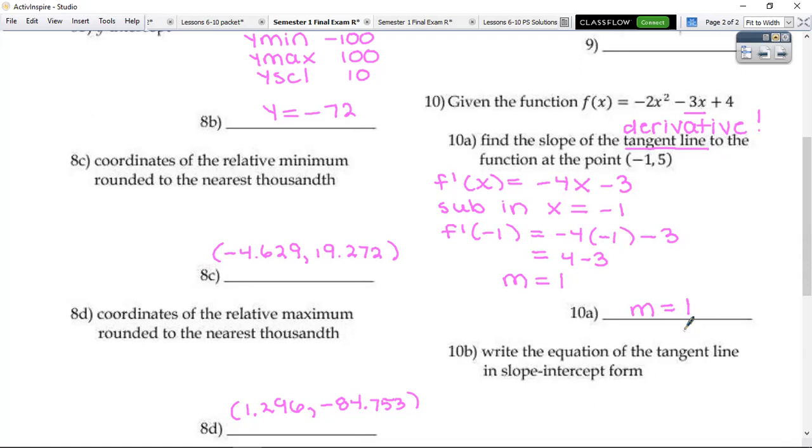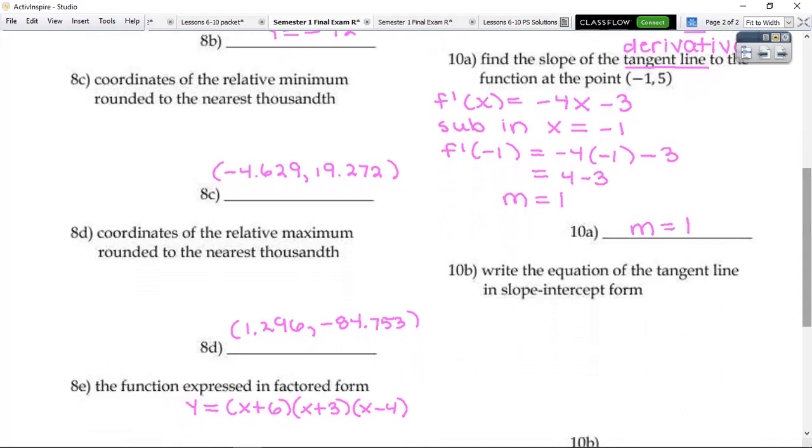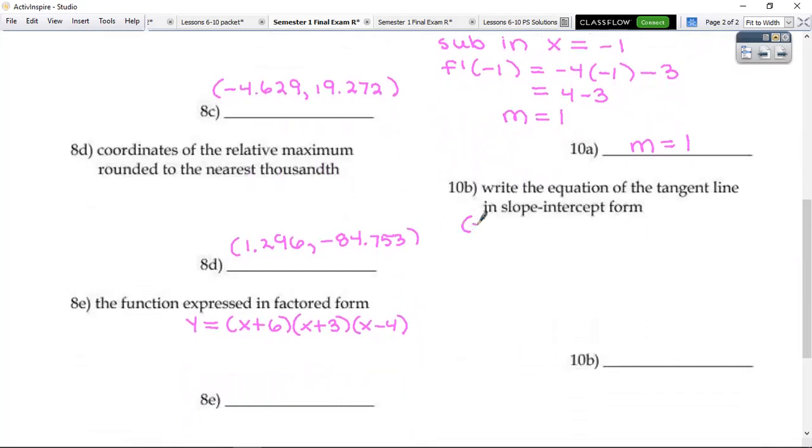And then next it tells you in part B to write the equation of the tangent line in slope-intercept form. So this is where you can pull your formula sheet. And on your formula sheet, you will have point slope form. And then you're going to multiply that through to get your final answer in slope-intercept form. So from your formula sheet, we're going to go y minus y1 is equal to m multiplied by x minus x1.